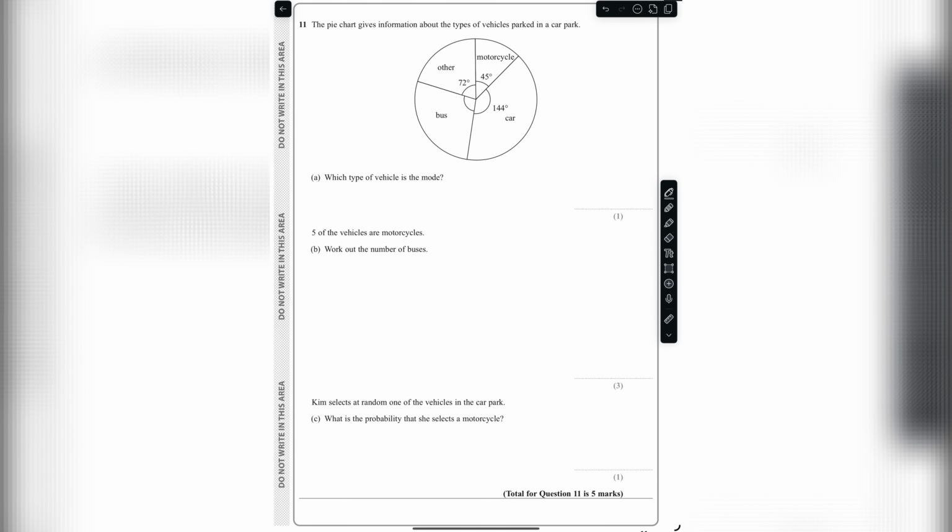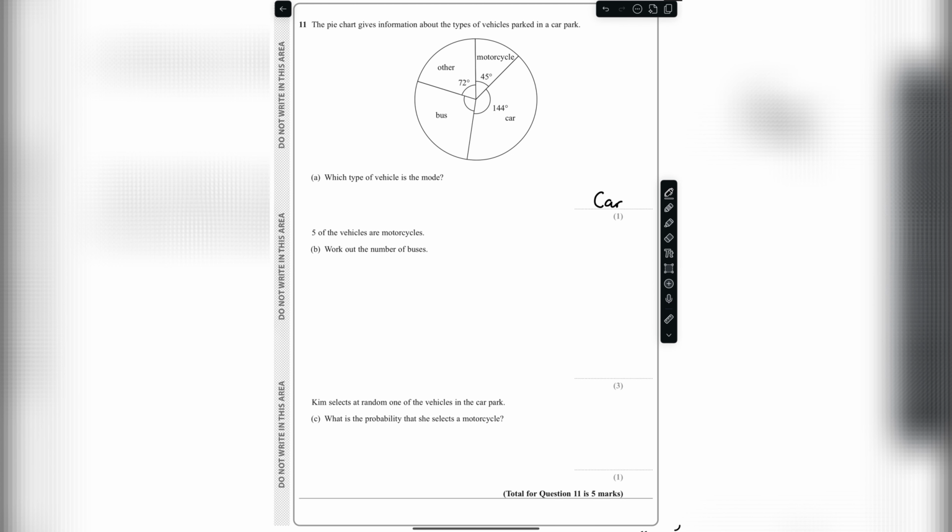In question 11, we are given a pie chart that gives information about the types of vehicles parked in a car park. In the first part of this question, we are asked which type of vehicle is the mode. So that would simply be the vehicle with the highest angle, which is the car. In the second part of this question, we are told that 5 of the vehicles are motorcycles. Work out the number of buses.